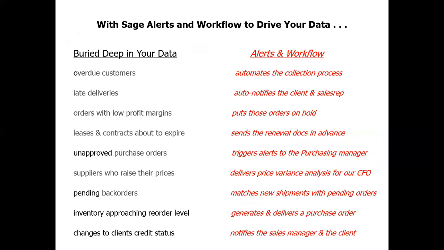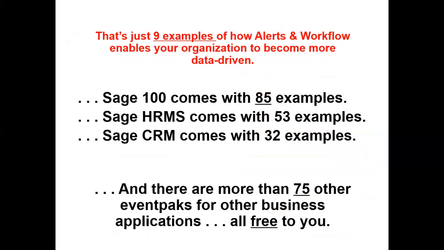So, I mentioned that out of the box, Sage Alerts and Workflow ships with roughly 85 pre-configured business conditions. That's true, but that's just one of roughly 75 collections of pre-configured events that we offer for free as add-ons to Alerts and Workflow. If, for example, you might be using Sage's CRM application or HR application, we have event packs for those products too, as we also have for over 70 other different front office and back office applications, including applications that are not from Sage software. So we welcome you to have a look at those.